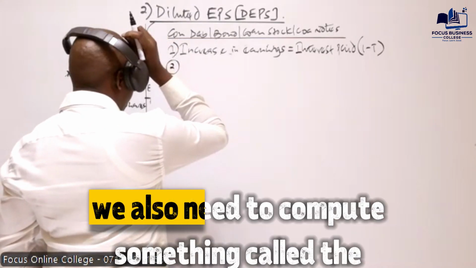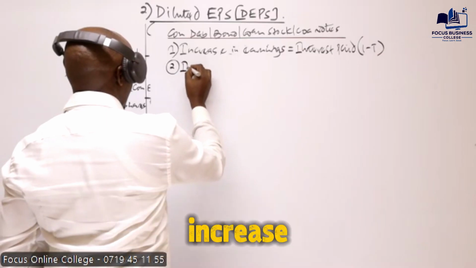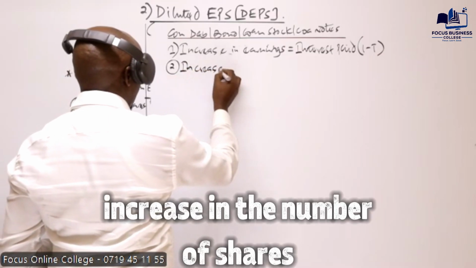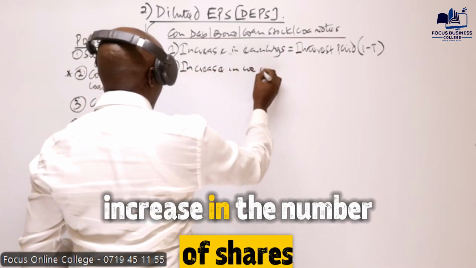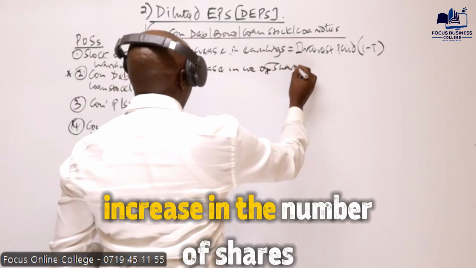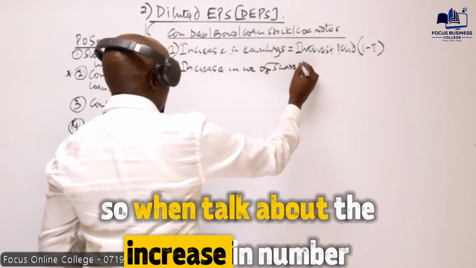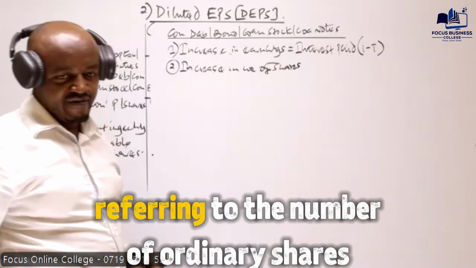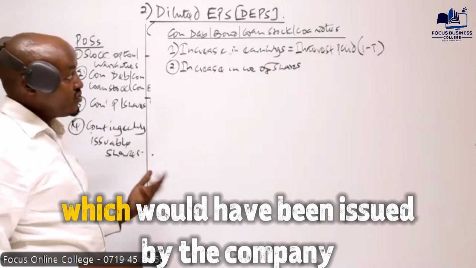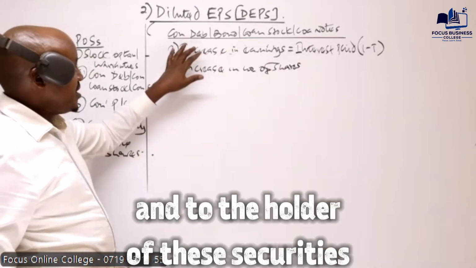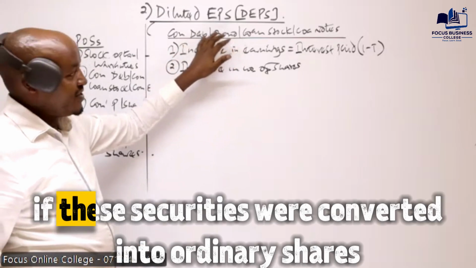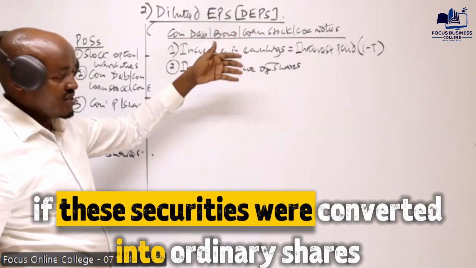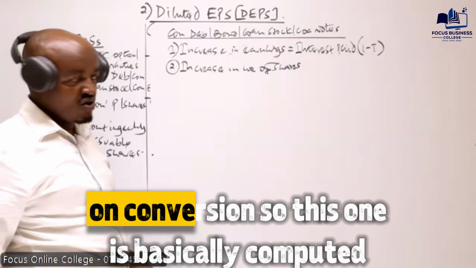Number two, we also need to compute something called the increase in the number of shares. When we talk about the increase in the number of shares, basically, we're referring to the number of ordinary shares which would have been issued by the company to the holder of these securities. If these securities were converted into ordinary shares, how many ordinary shares would have been issued on conversion?